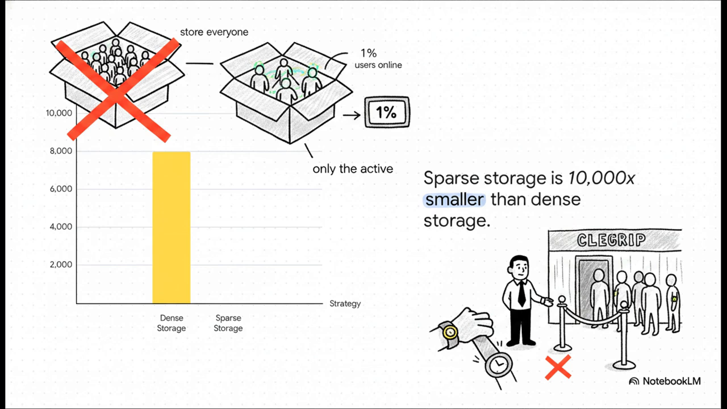I love this analogy. A nightclub doesn't keep a permanent ledger of everyone inside. They just give you a wristband that falls off after a few hours. No wristband, you're not inside. That's sparse storage in a nutshell.